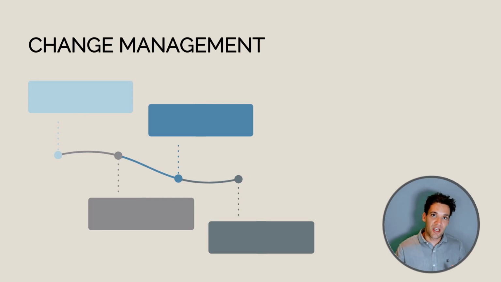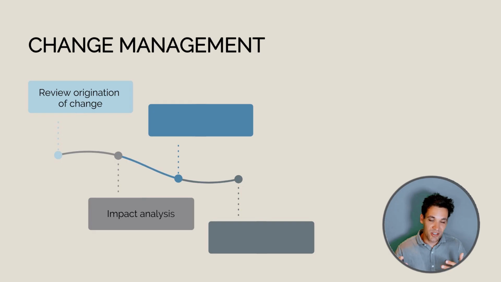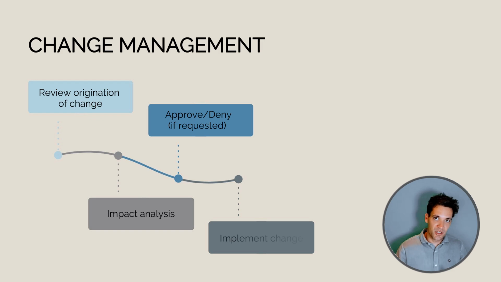So how do we deal with change? Well, how we deal with change depends on the origination of the change. Is it a contract variation? Is it a better way of doing things? The next thing we want to do is assess the impact of the change. We then want to approve it or deny it if requested, and then we want to implement the change.